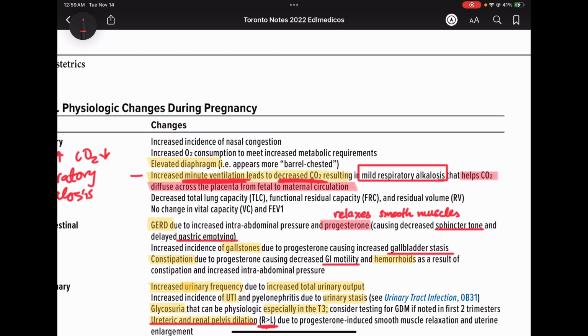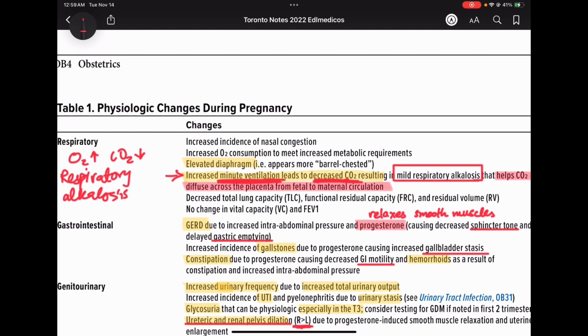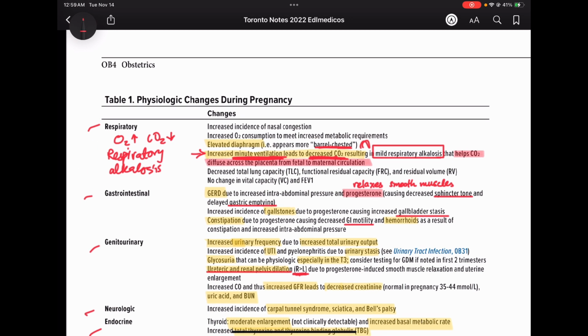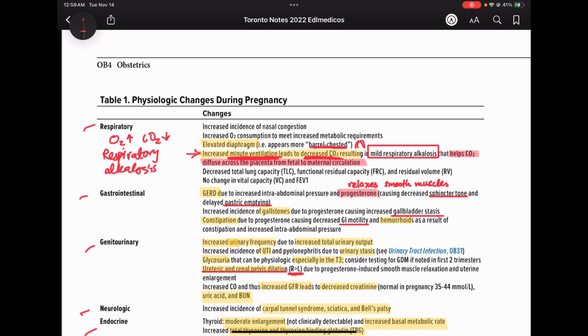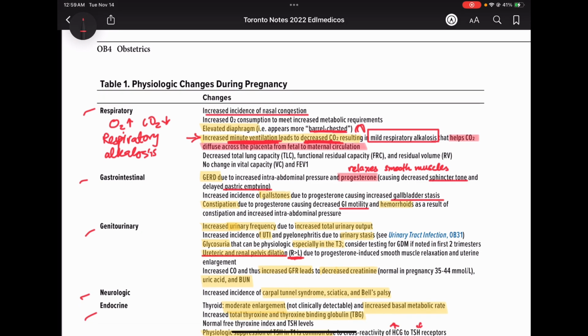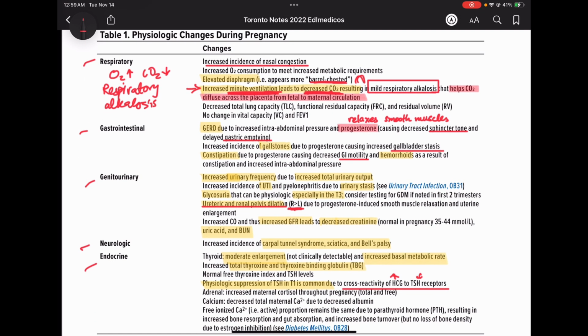But we would remember that there is increased minute ventilation, and the diaphragm is also elevated. It appears more barrel chested, so there are respiratory changes, and there is an increased incidence of nasal congestion too. Moving forward, talking about gastrointestinal changes.